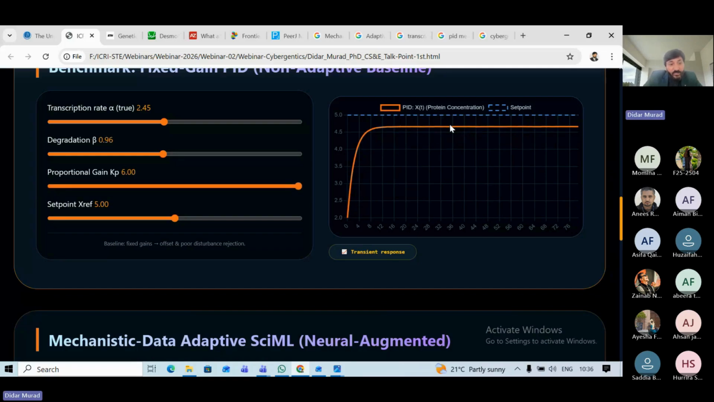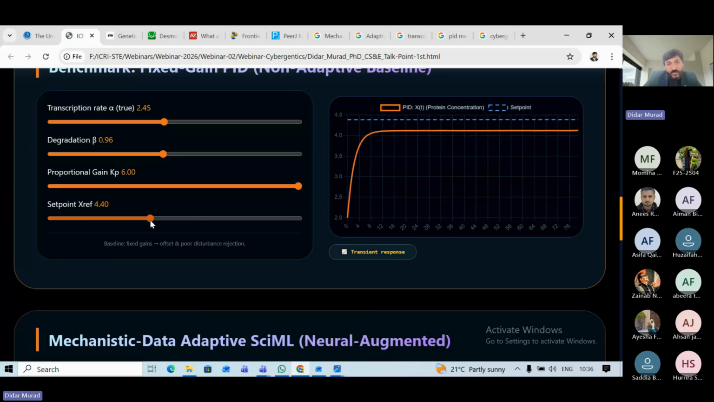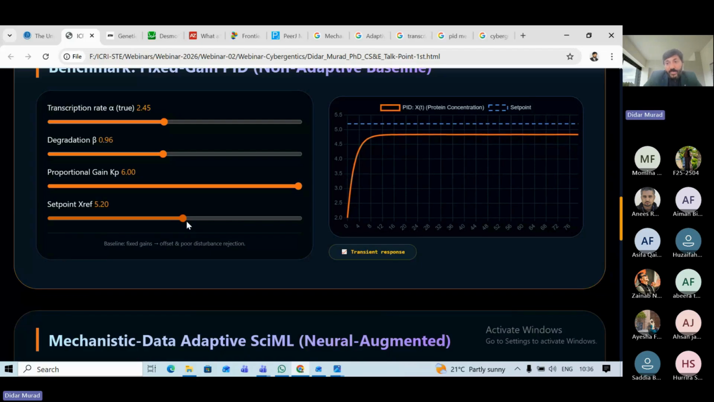Okay, now this one is the set point. I already set it to 5. Look here, this is the set point. Okay, this is known as the PID controller.